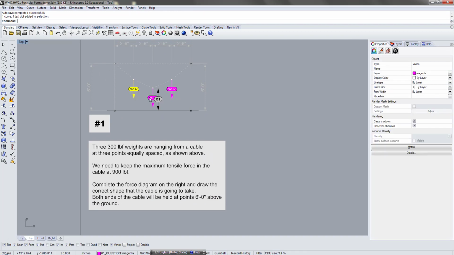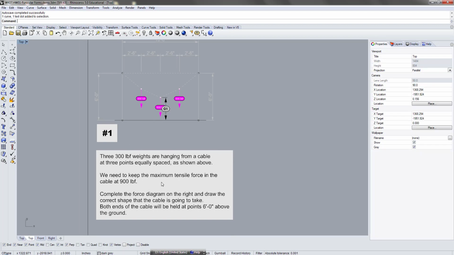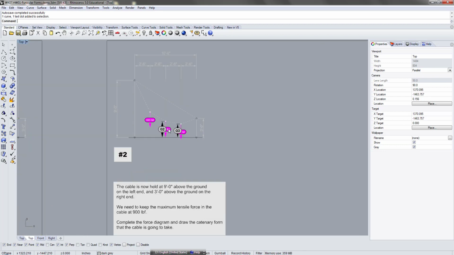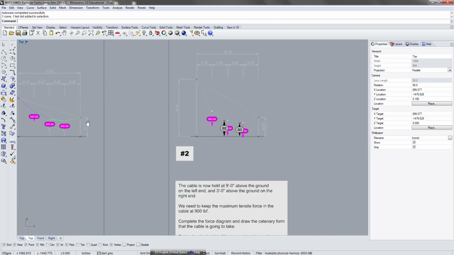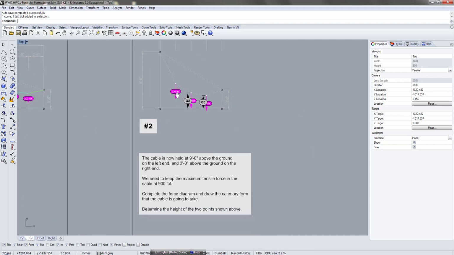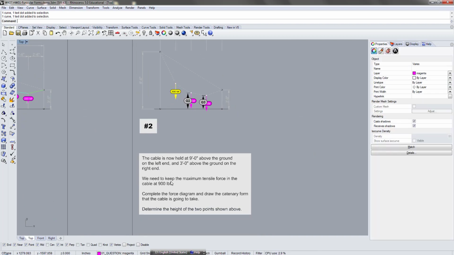So again, for the section 3 questions, it's pretty much exactly the same, except that each load is now 300 pounds, and the maximum tensile force for number 1 is 900 pounds, and for the second problem, I guess the height is slightly different, and also the load is different, and also the maximum tensile force is slightly different.